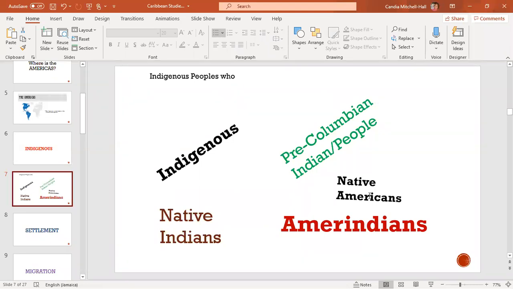Now, each different group of indigenous people that settled in the Americas also has its own unique name. So this is just a generalized name for everybody, all the first people. But they have an individual name for each settlement or each group of people that settled. All right?